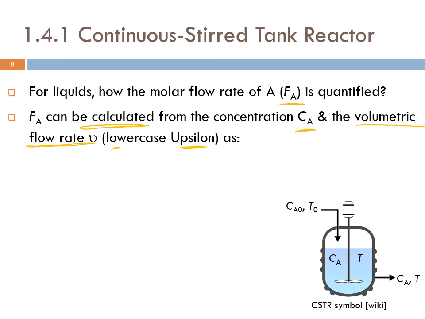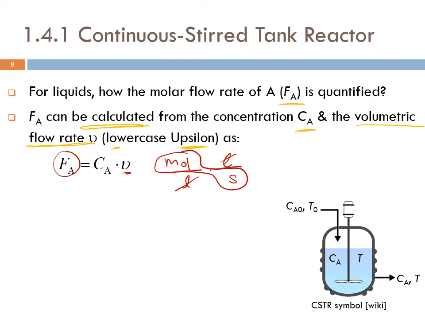Okay, and how is it quantified? By this equation. Of course, whenever you forget it, you can check the units. Let's check the units together. Ca could be mole per liter. And epsilon, the volumetric flow rate, is liter per second. So if you cancel the liter, you get mole per second, which is the molar flow rate.